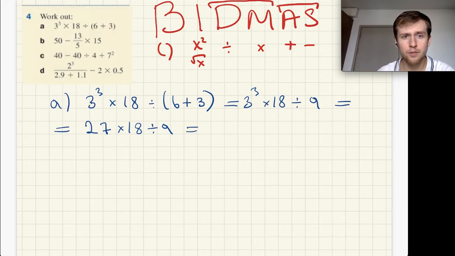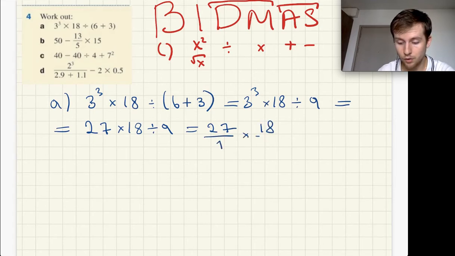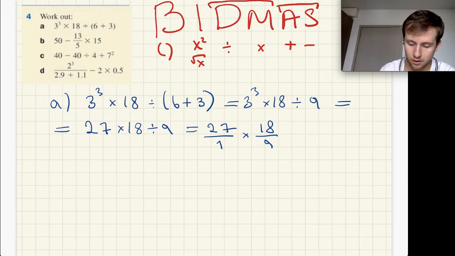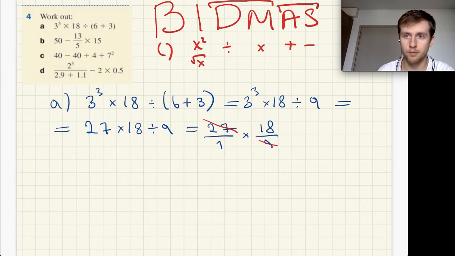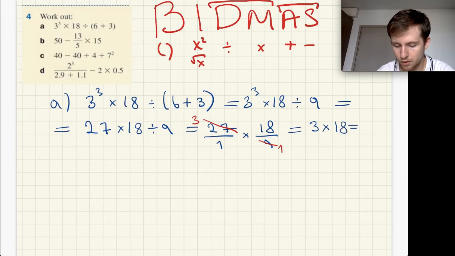Actually, it's a little bit uncomfortable to do that. 27 times 18 divided by 9. So we can actually write it like this. 27 over 1, we can write it as a fraction, times 18 over 9. Because 18 divided by 9 can be written as 18 over 9. And if we write it like this, we can actually simplify it a little bit. So 27 and 9 can both be divided by 9. Here we will get 3, here we will get 1. And in the end we get 3 times 18, which is the same as 54.